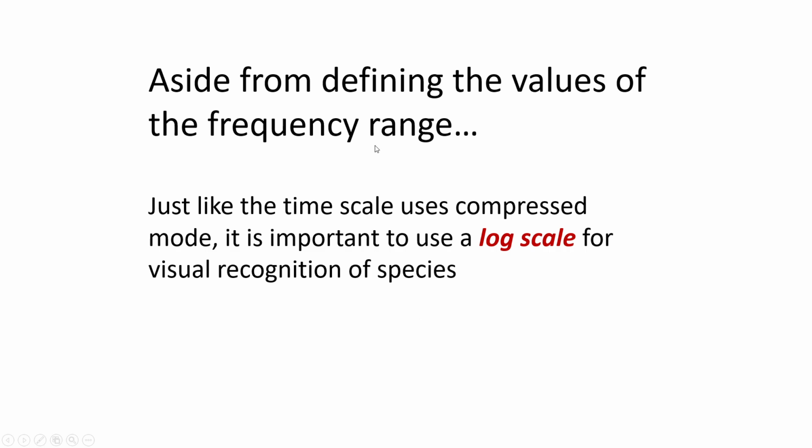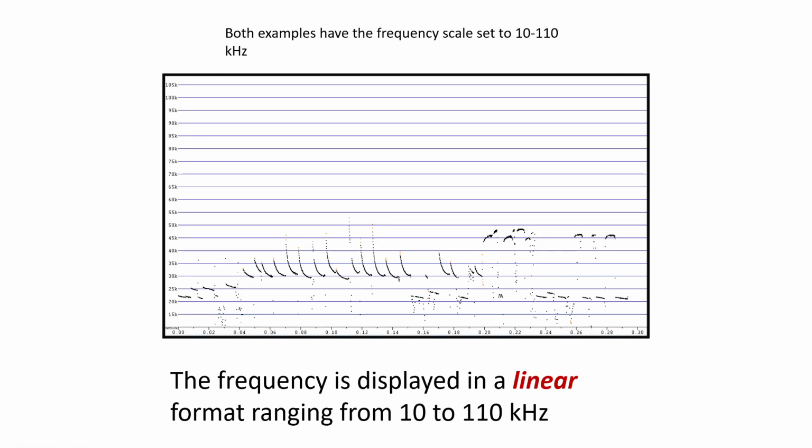Aside from defining the values of the frequency range that we were talking about, 10 to 110 kilohertz or 15 to 120 kilohertz, just like the time scale that uses compressed mode, it's important that you use a log scale for your visual recognition of species. What is that? Well, the frequencies are in a logarithmic arrangement.